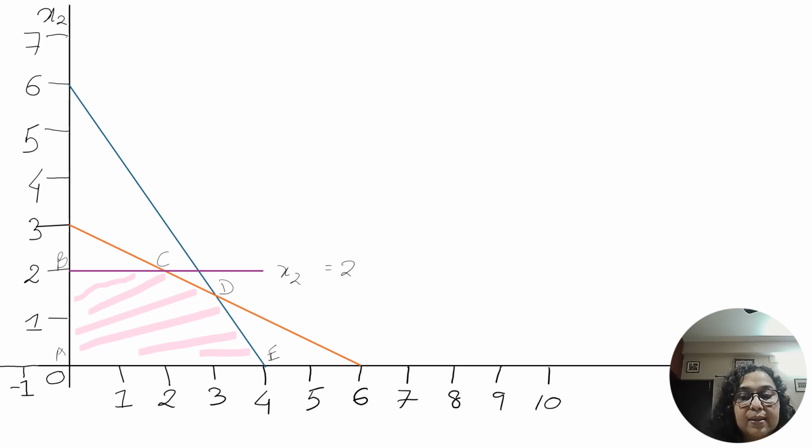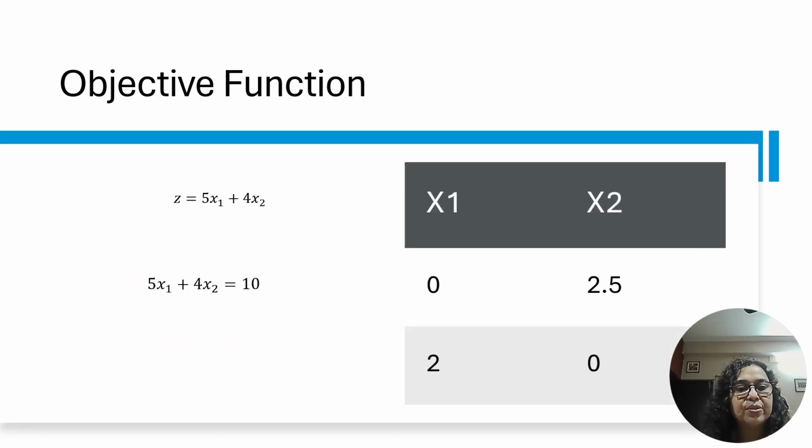So my optimal solution has to be a part of this feasible region. And as we have seen in the minimization problem, here also it will actually be one of these extreme points that I marked A, B, C, D, E. Let's see which one. So first we have to go to the objective function.